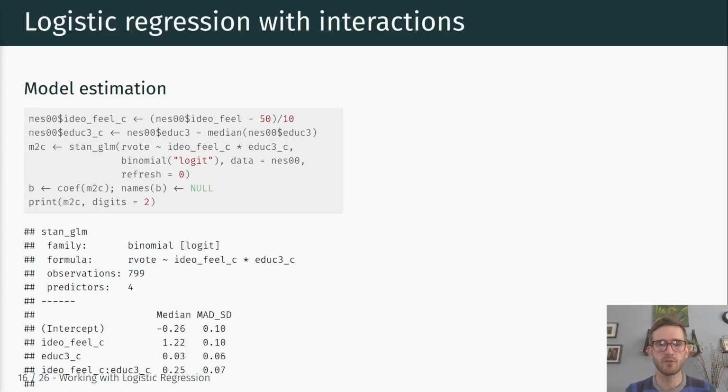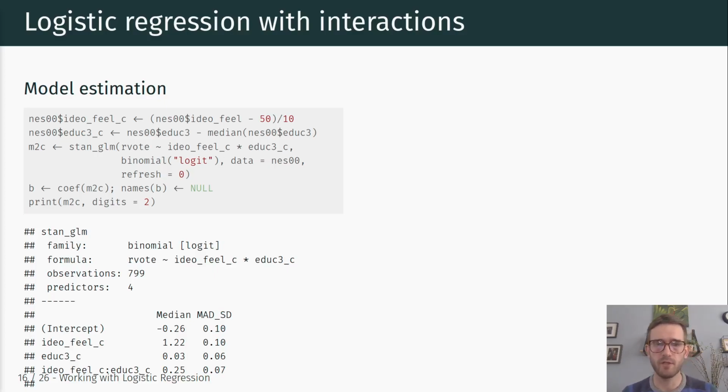Hey everyone. So in this last video on visualizing logistic regression results, we're going to make things a little bit more complicated by adding an interaction between two predictors. We're still in this running example. We're trying to predict voting behavior, in particular in the 2000 U.S. presidential election.